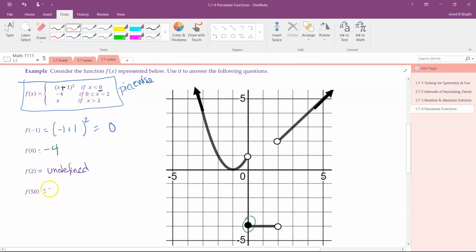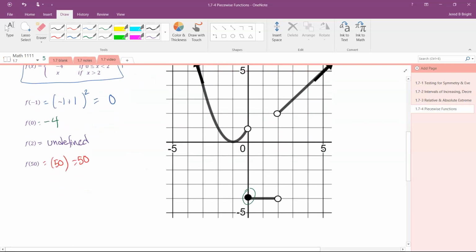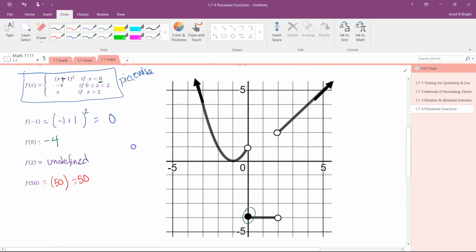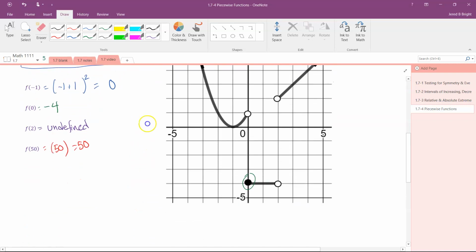Yep, so I'm going to use this one, and I'm just going to say, instead of x, I have 50, so I get 50. Boom, done, drop the mic. Okay. So, piecewise functions: figure out which piece you're in, go forward.